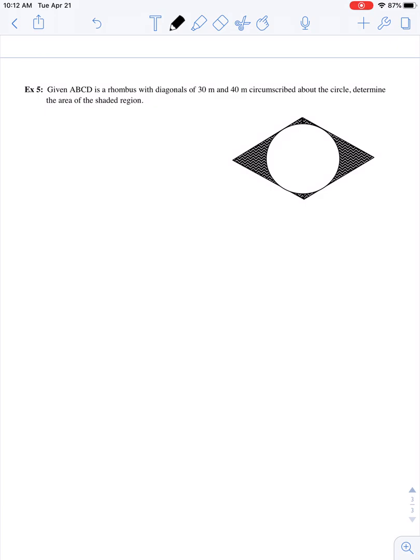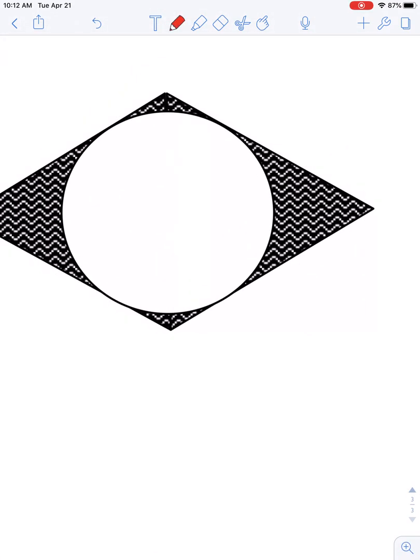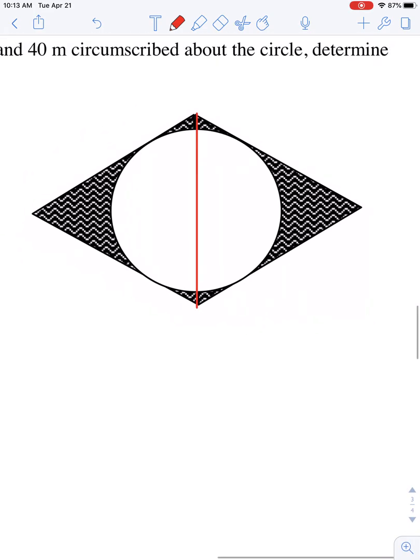of the shaded region. So we know that we're going to have to find the area of this rhombus and the area of this circle in order to find the area of the shaded region. So first, let's label in our givens. We were given that one of the diagonals is 30 and the other diagonal is 40.